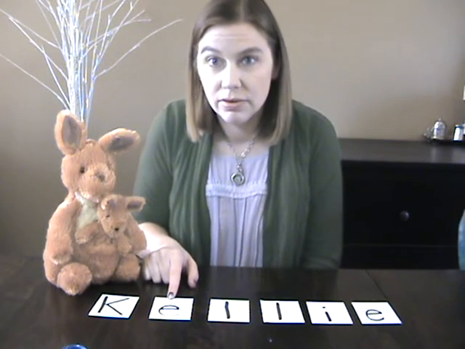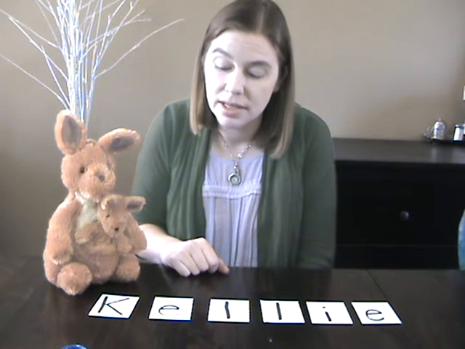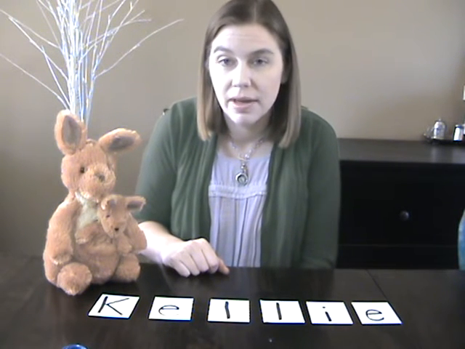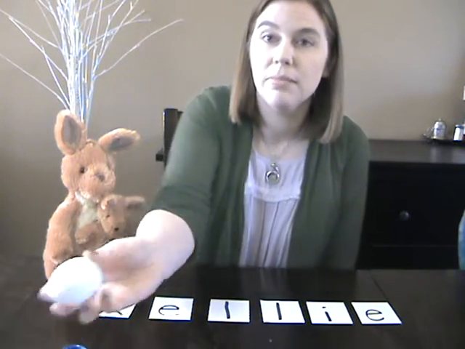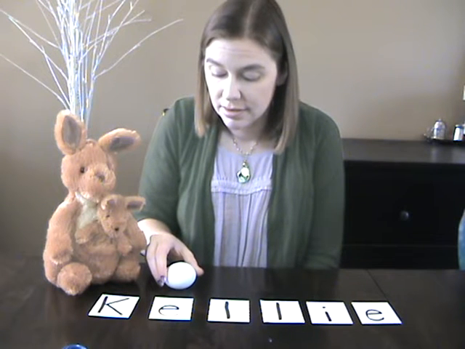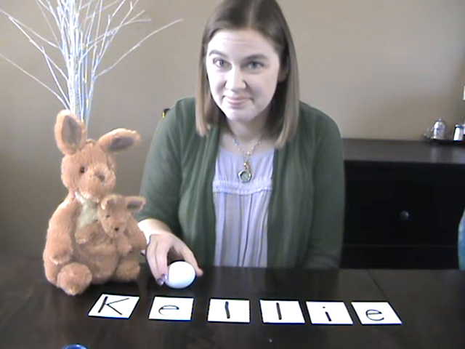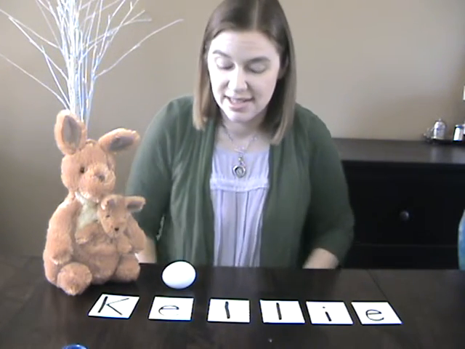Now I have the letter E. Now E can either say its name E or it can make the short e sound. So I found something that makes the short e sound. You know what that is? It's an egg. Very good. Egg has the short e sound at the beginning.